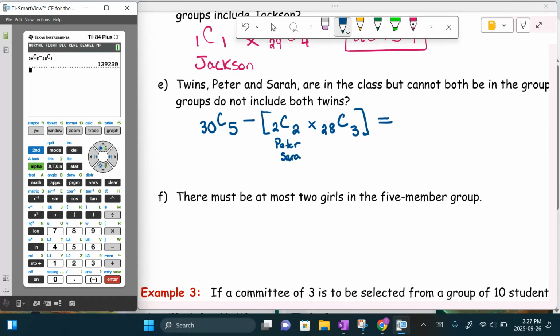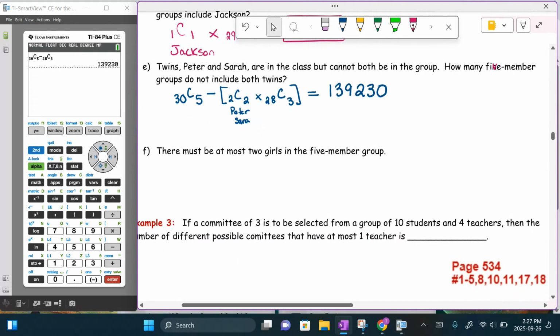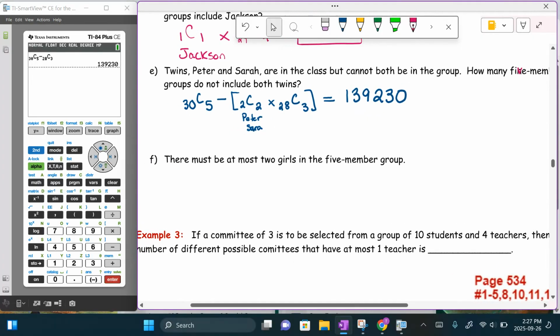So did you guys get 139,230? Right, so E and F, they consider standards of excellence in this chapter. So the last one in this scenario just says there must be at most 2 girls in the 5-member group. So you guys will see at most or at least. Those are the 2 other cases you guys will be asked to do.